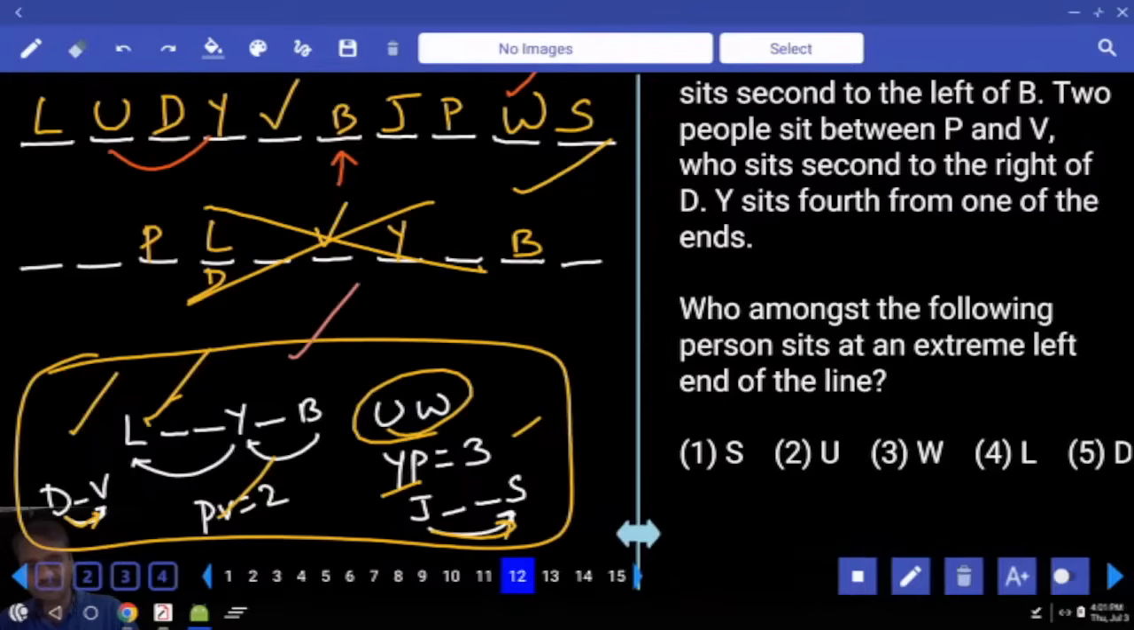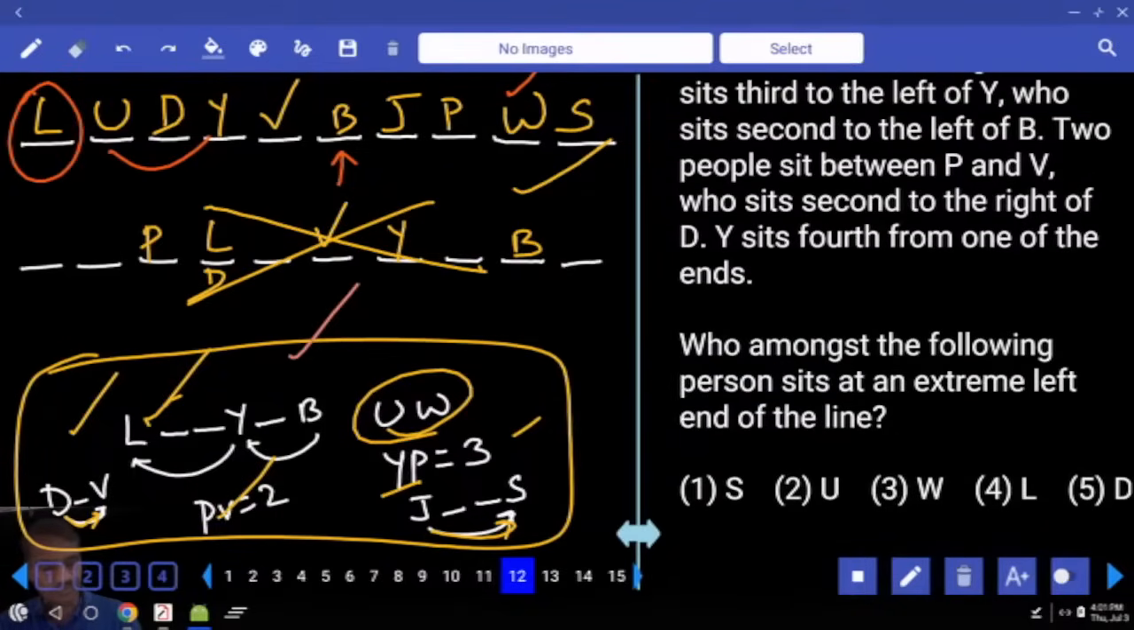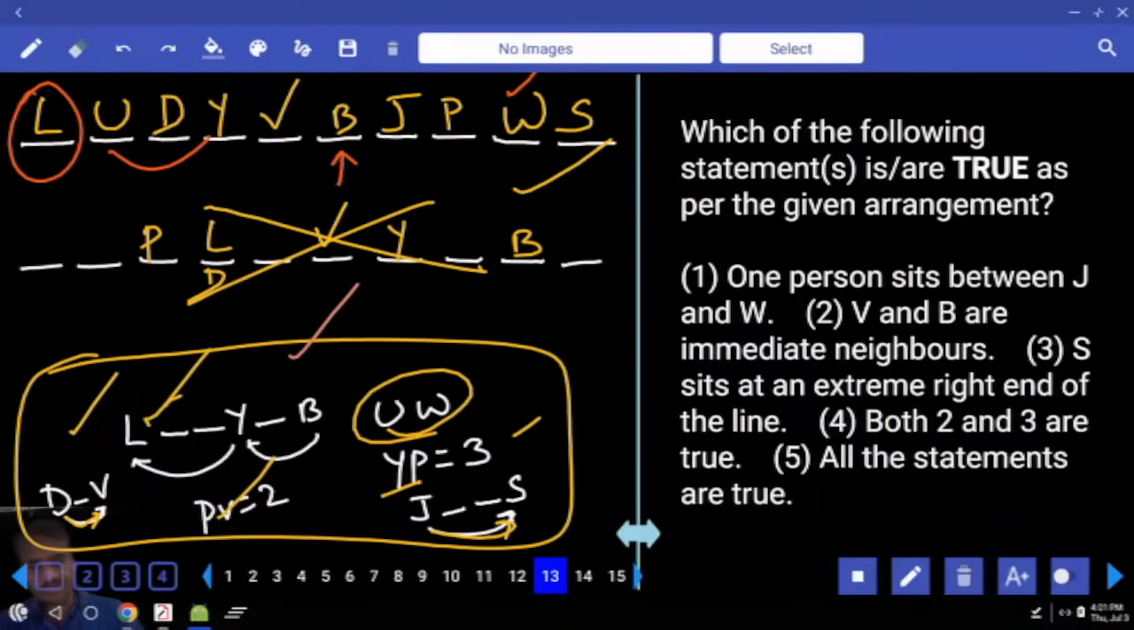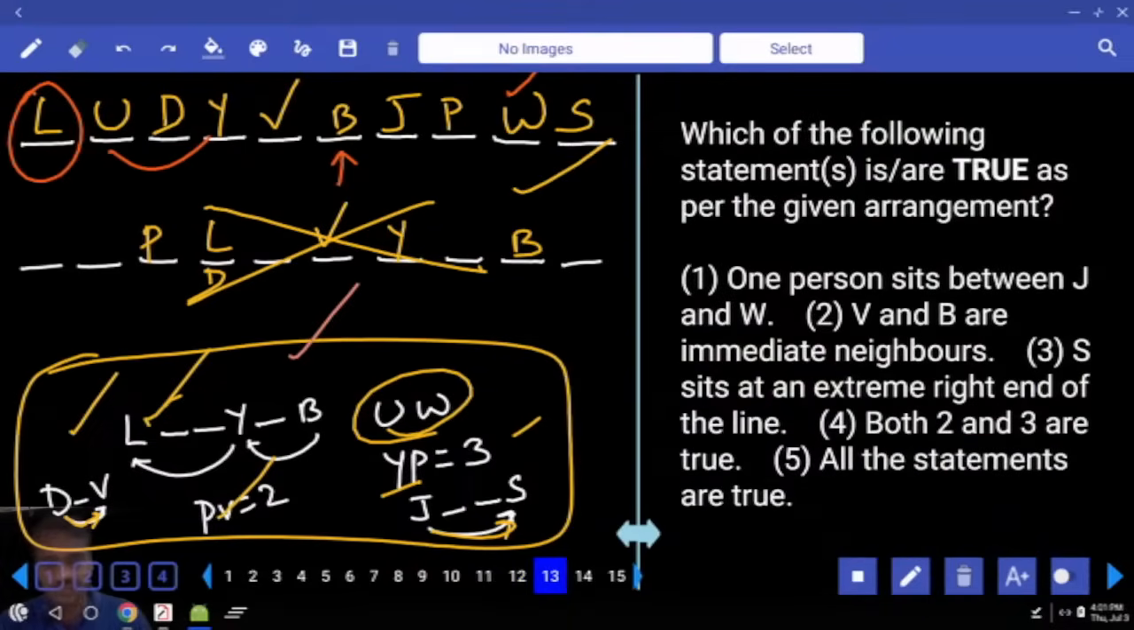Then who among the following persons sits at the extreme left end of the line? Extreme left end of the line. Who is that one? L. L is choice 4. Then finally question number 13. Which of the following is true? One person between J and W. True or false? Definitely true. V and B are immediate neighbors, so true. And so all are true. Choice 5 is the answer. Now 4, 3, 2, 4, 5 are the choices to these 5 questions. Then tell me whether the choices are matching or not. Any choice that has gone wrong?